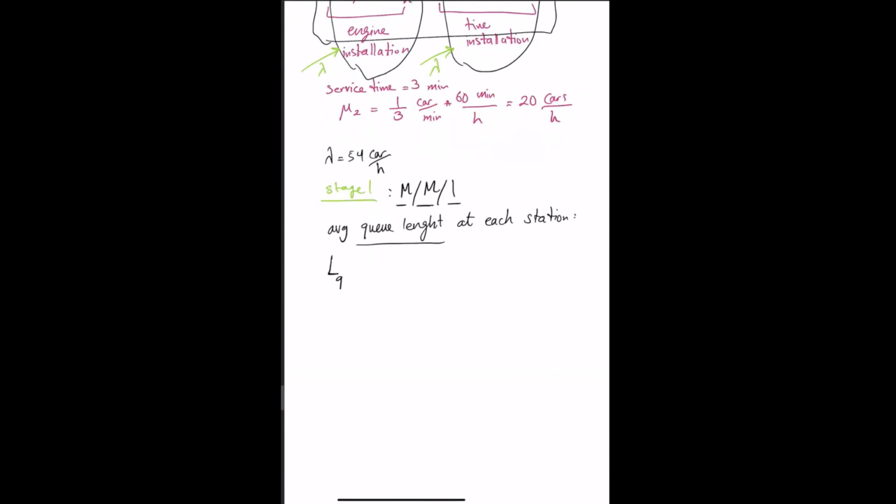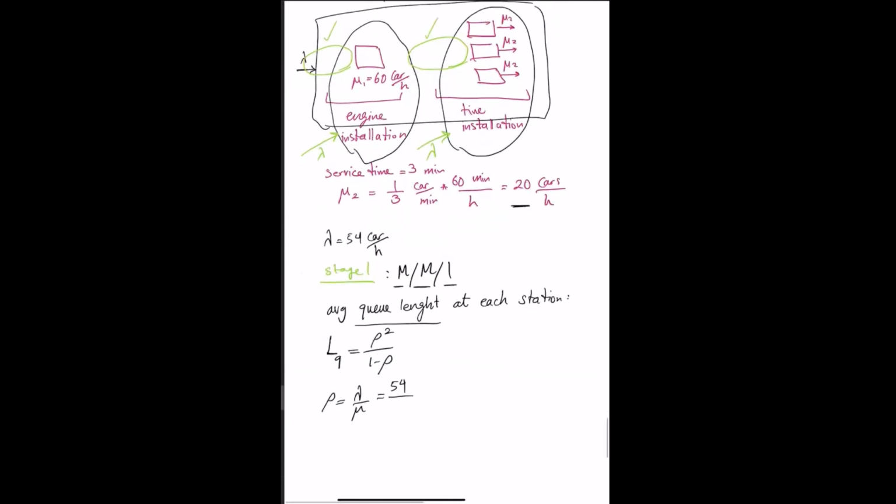Okay. So the formula for LQ for an MM1 system was rho squared over 1 minus rho, and rho is lambda over mu. Lambda here is 54. The service rate in stage 1 is this information that we have here. One worker installs engines, and he can provide service to on average 60 cars per hour.